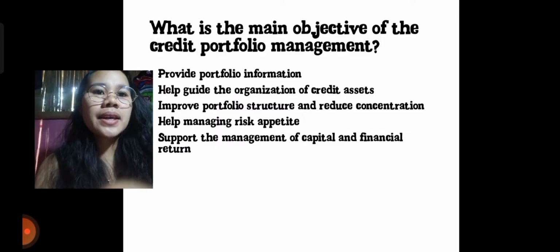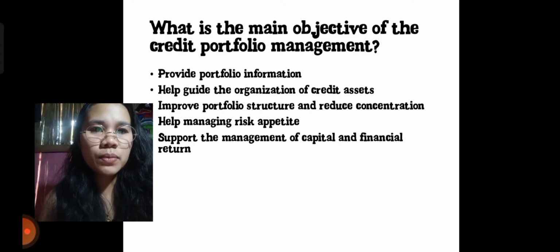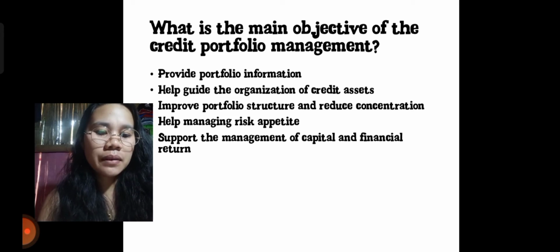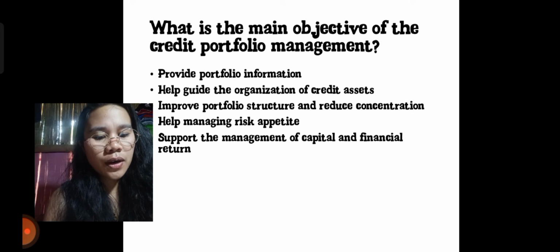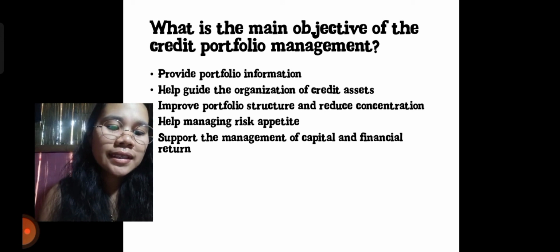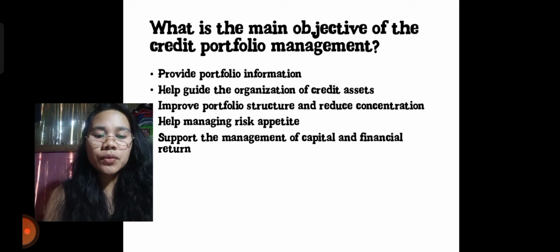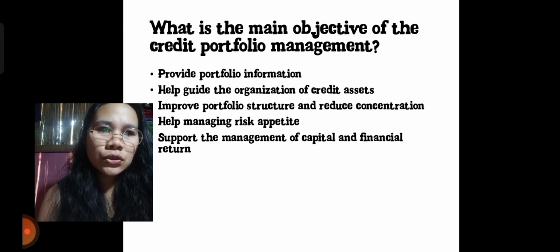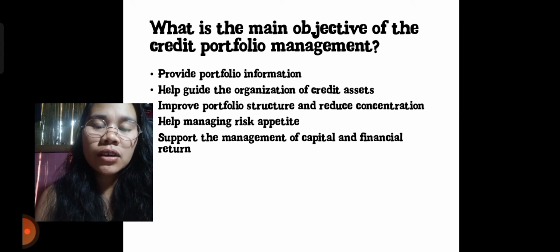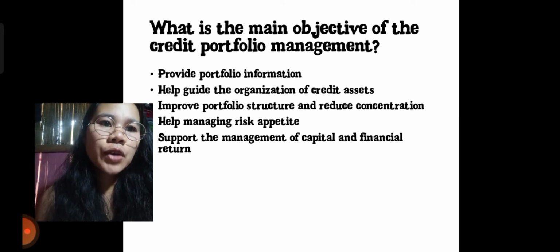So what is the main objective of credit portfolio management? Number one is to provide portfolio information. It will help to assess the current state of the portfolio. Next is help guide the organization of credit assets. It will help the information of a future portfolio. The credit portfolio's objective is to serve as a guide. For example, we are students with a portfolio. So the past portfolio can be your guide in the future.